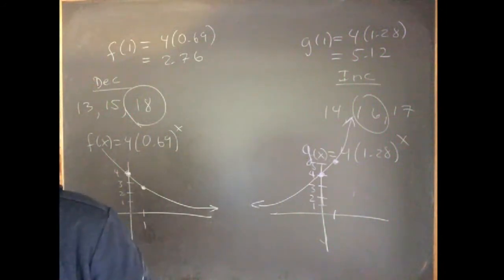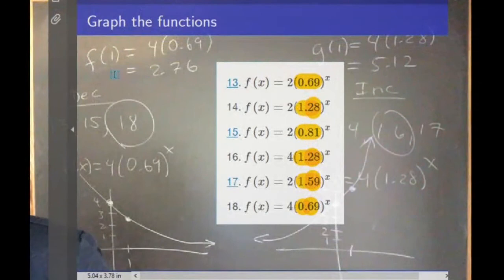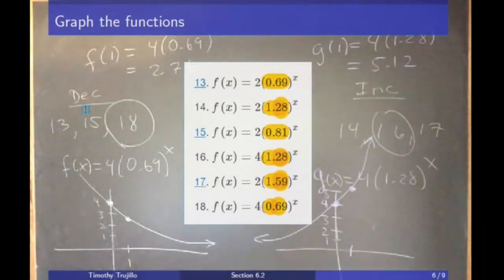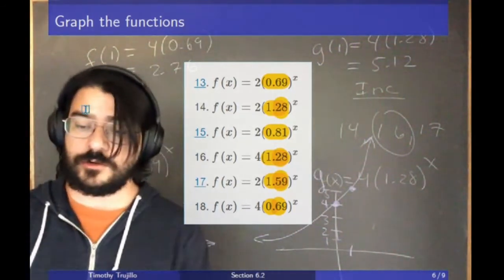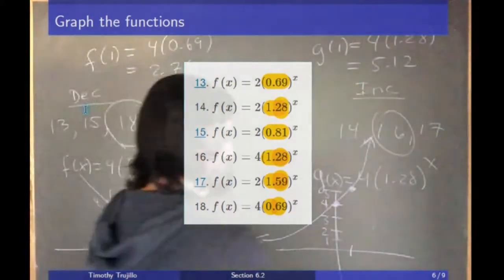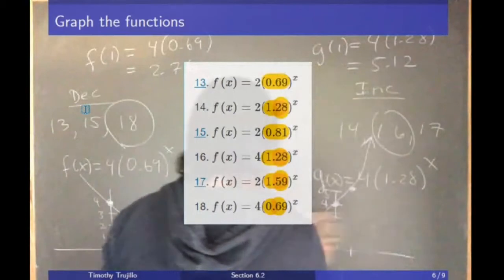You just check to see if it's increasing or decreasing, you include the y-intercept there, and then you include a second point, and just sketch it in. And you make sure to include your horizontal asymptote. Okay, so stuff like that will show up.